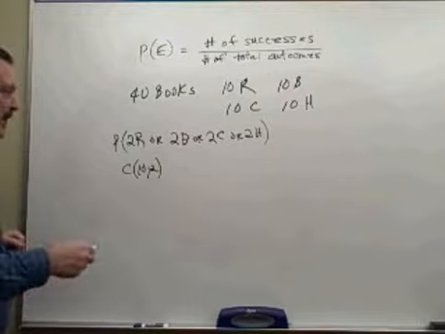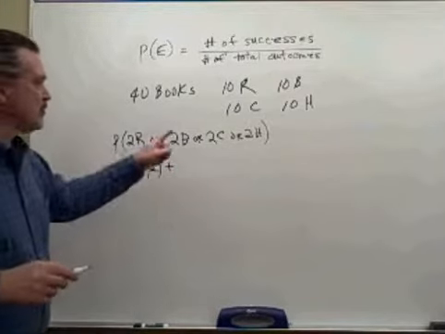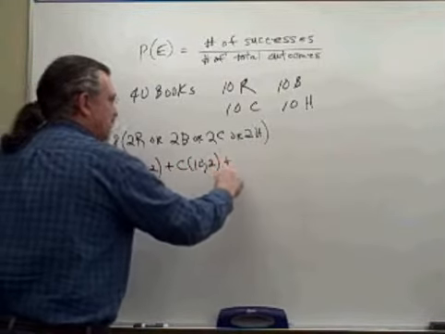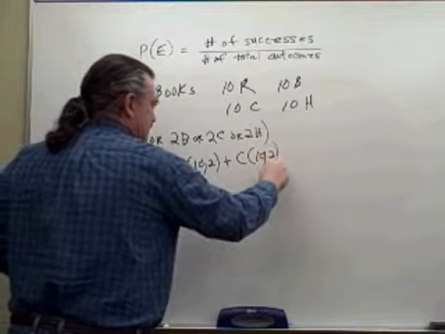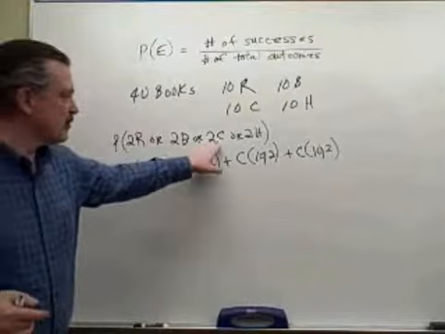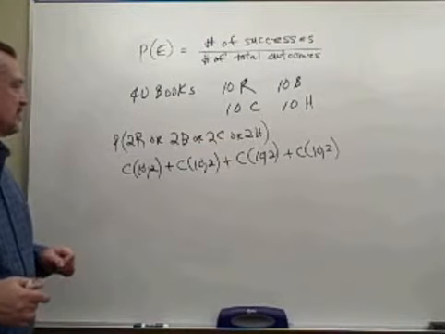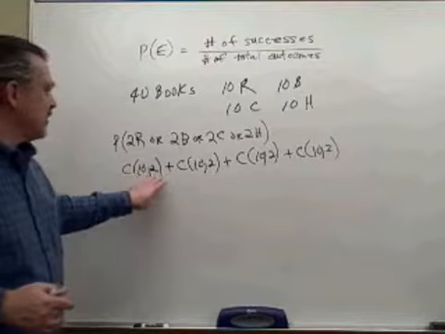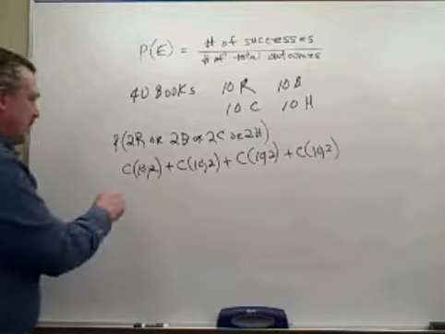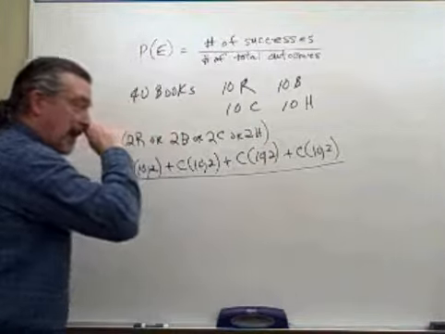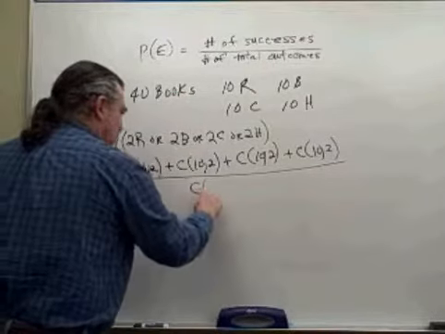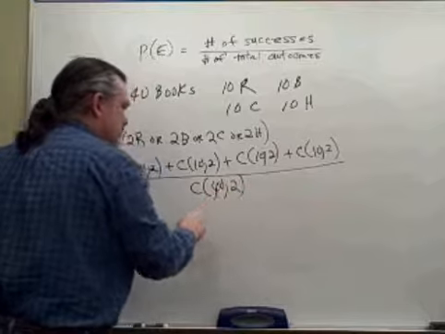Number of ways we could get 2 of the biographies would be a combination of 10 taken 2 at a time, plus combination of 10 taken 2 at a time, plus combination of 10 taken 2 at a time for the 2 craft and the 2 historical fiction. So it's either going to happen like this, or like this, or like this, or like this. So it's the sum of all those different ways, divided by the total number of outcomes when you choose 2 books out of 40. So that would be a combination of 40 taken 2 at a time.